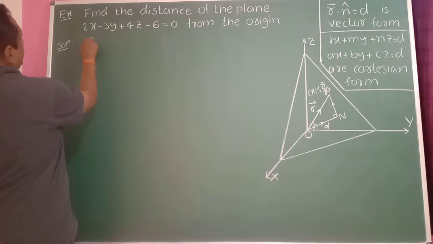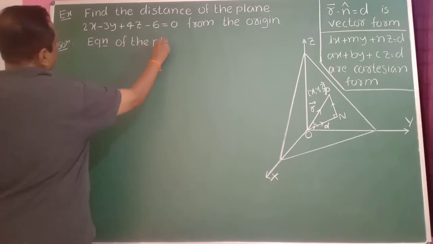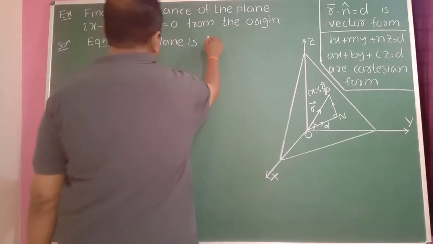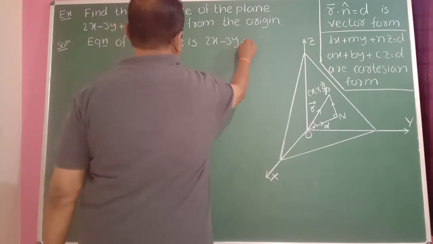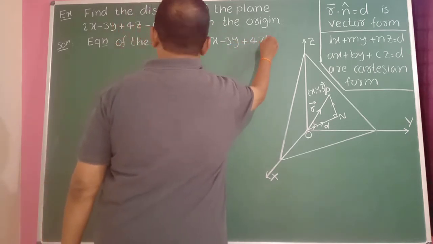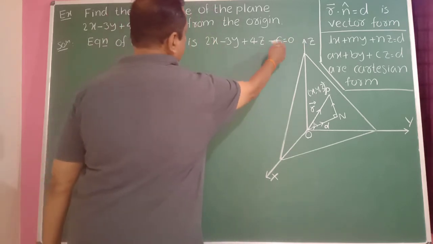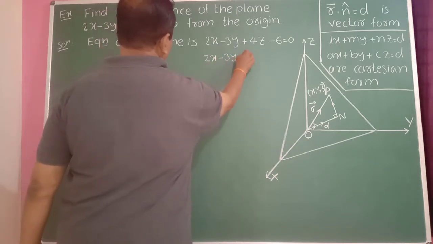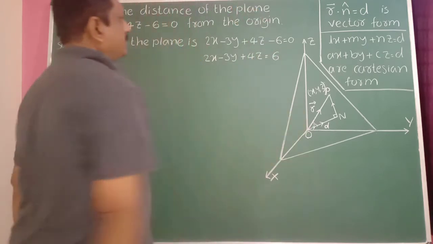Therefore, the equation of the plane is 2x minus 3y plus 4z minus 6 is equal to 0. Take the minus 6 to the right hand side here. So 2x minus 3y plus 4z is equal to 6.